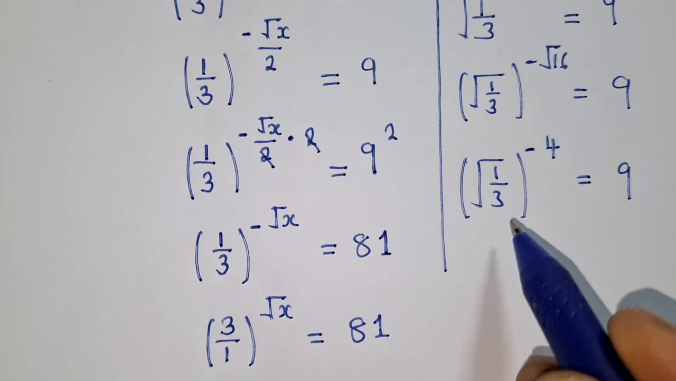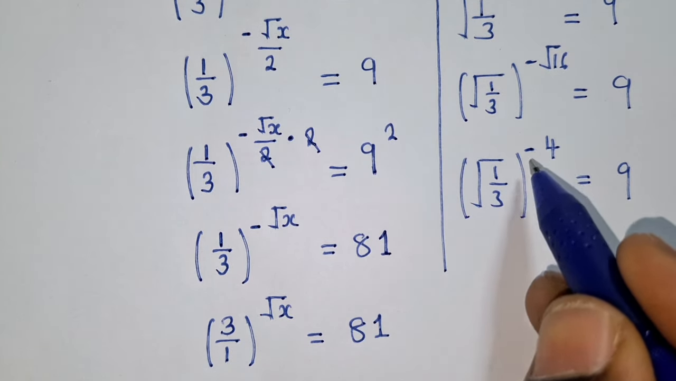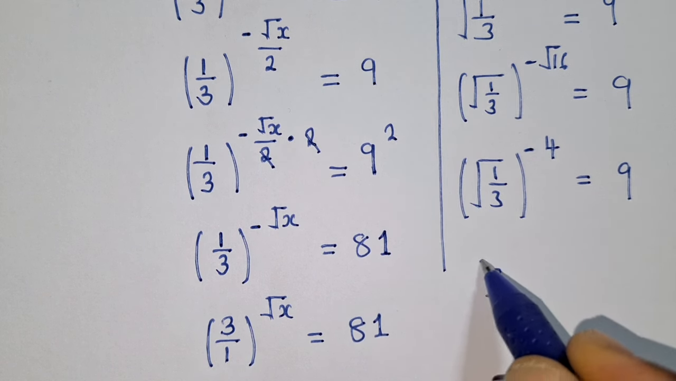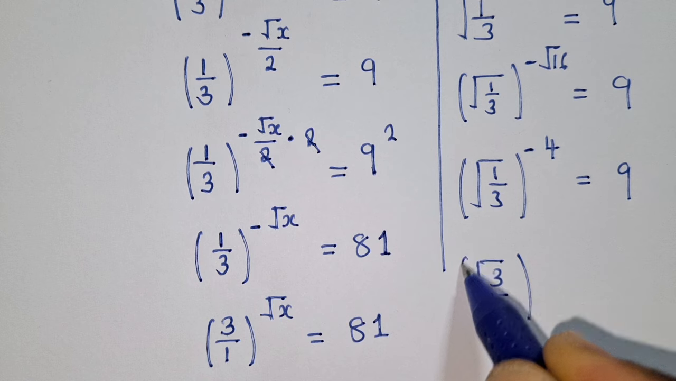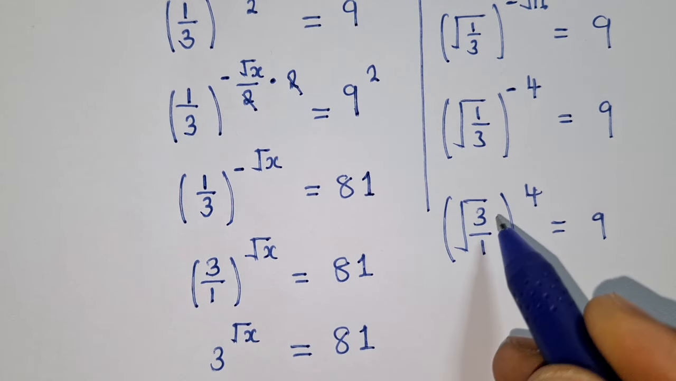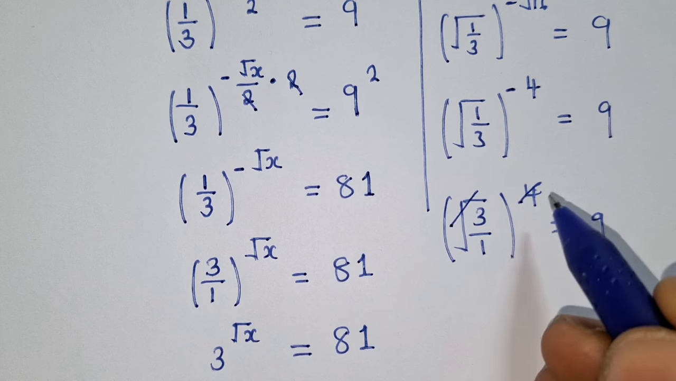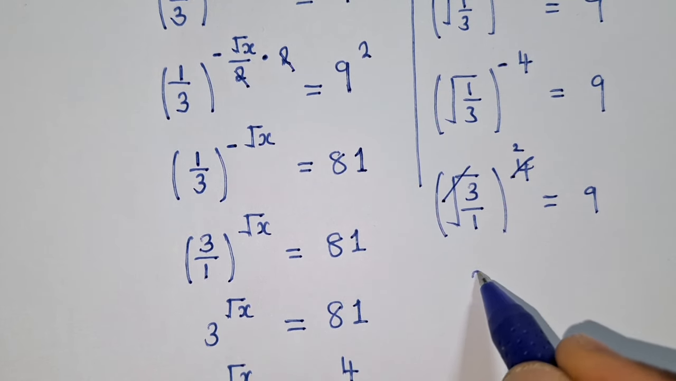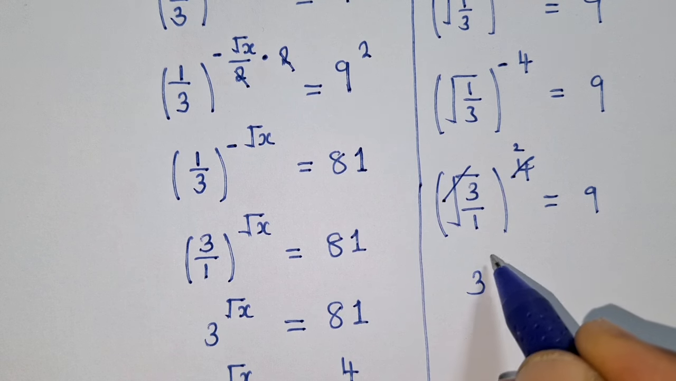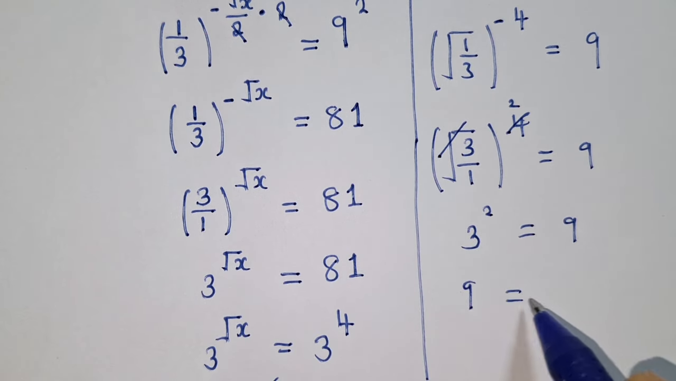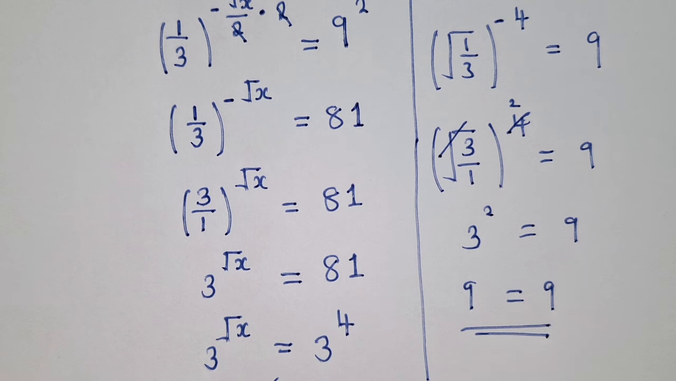So now from here, since it's a negative power, we can write this as 3 over 1, so that we have a positive power, which is equal to 9. So this root and a 4 here, we shall have a power 2. Therefore, this will be 3 power 2, which is equal to 9. And 9 is equal to 9. This is how you prove it.